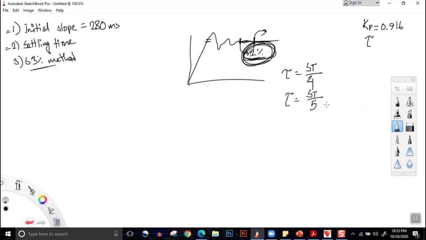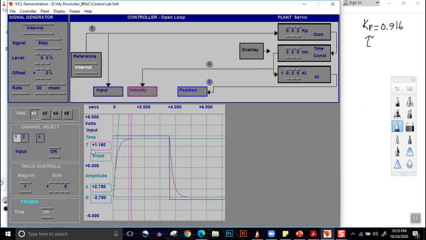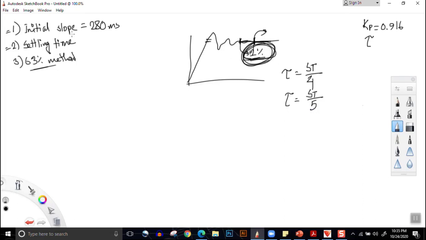So why are we using the approximation? We are using the approximation because the software that we are using does not give us high enough resolution to find the accurate settling time. So what do we do? It's 1.16 seconds. So 1.16 divided by 5 is 0.232. So by the settling time method, 232 milliseconds. This is actually the time constant.